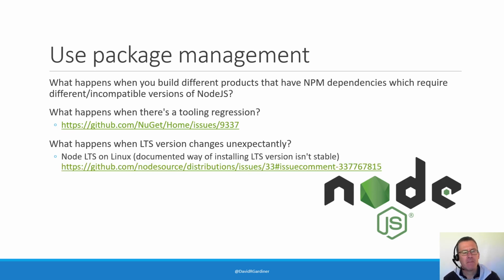So even things like when an LTS version changes. So here's an example where the documentation on installing LTS versions of Node on Linux, it turns out that the URL you get, and this example was done in a Docker file, turns out that stopped working after a while because the URL that we were using didn't turn out to be a long-term URL. It changed, and so there was actually a GitHub issue here which described how to get the actual stable URL. But yeah, that wasn't something that I was expecting to break.